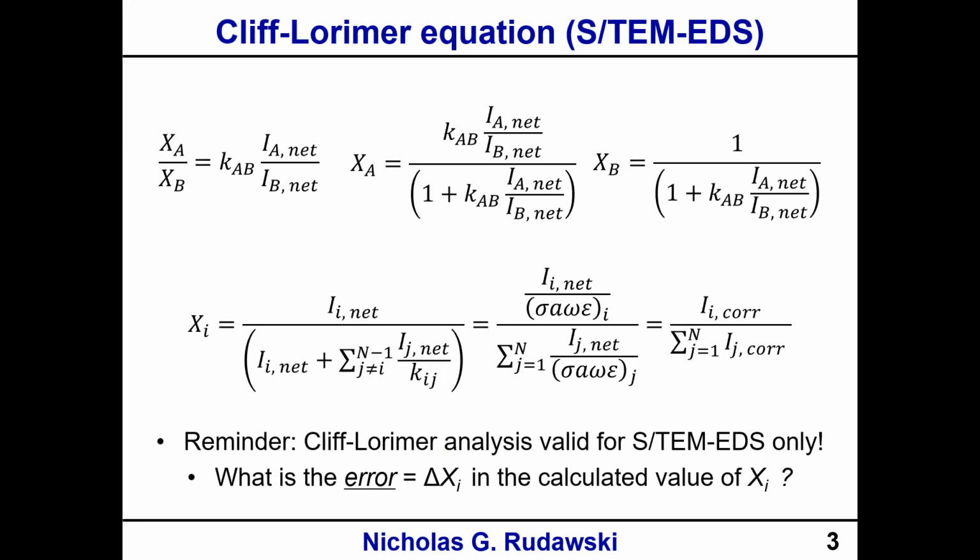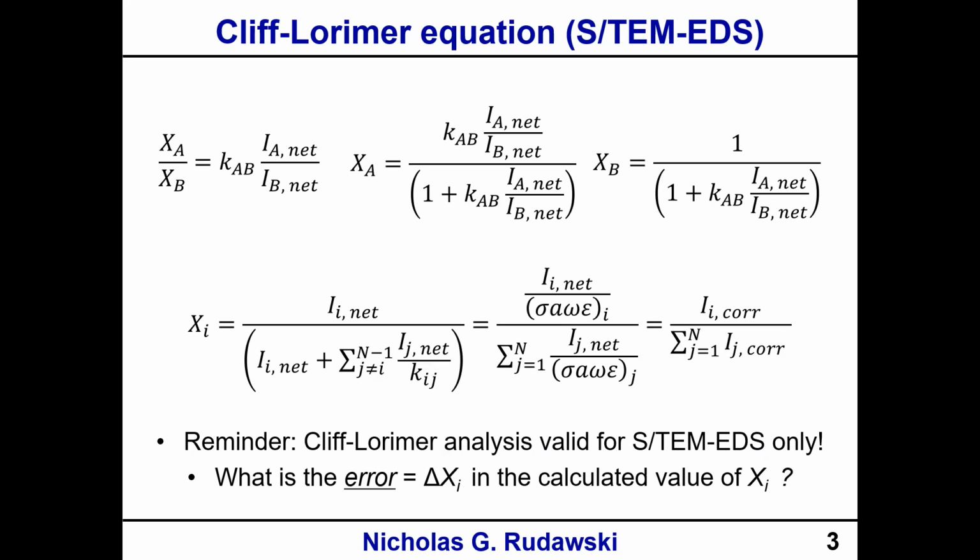If we have a generalized number of elements, big N, then this is what we have for the atomic fraction of element i. You have the net counts of element i divided by the net counts of element i plus the sum of the net counts of all the other elements divided by the K_ij sensitivity factors. Now we're doing the sum over N minus 1 terms, because we're excluding the j equals i term.